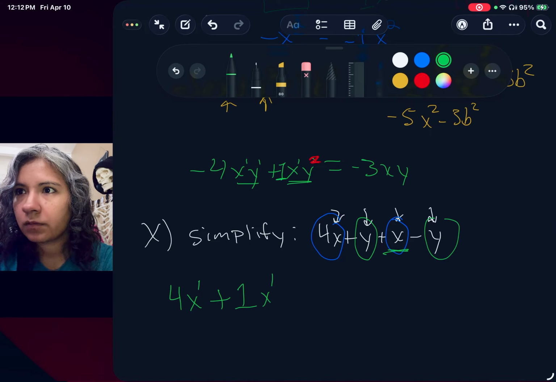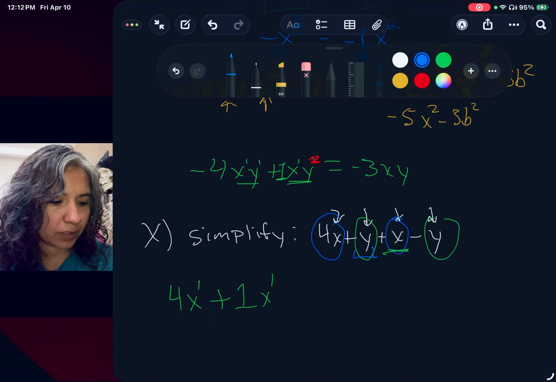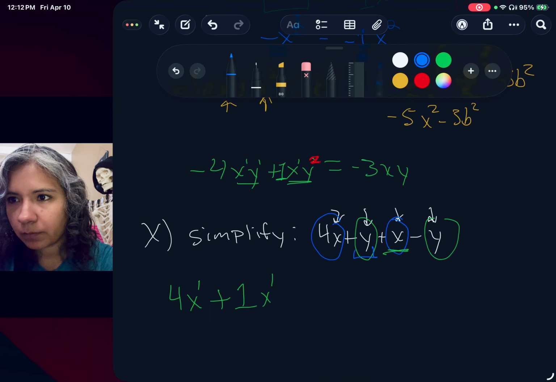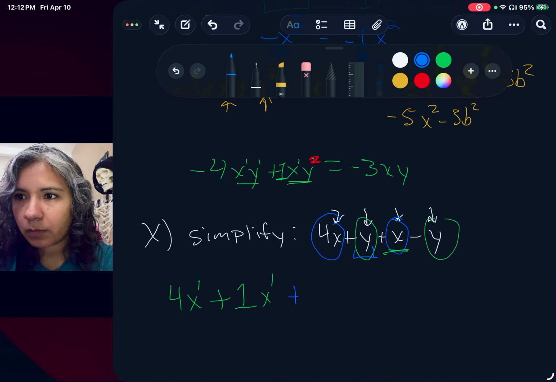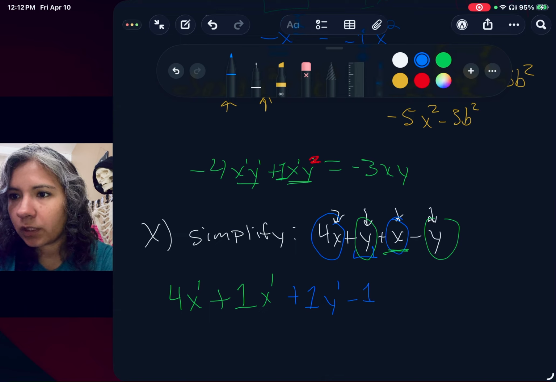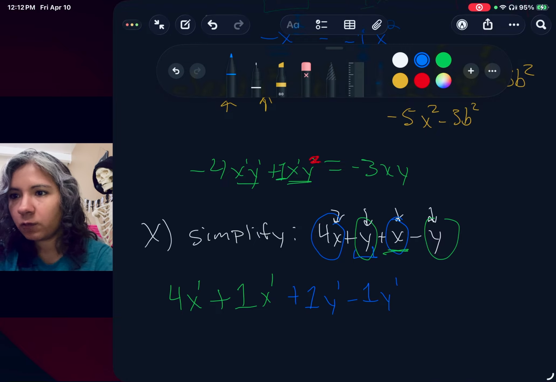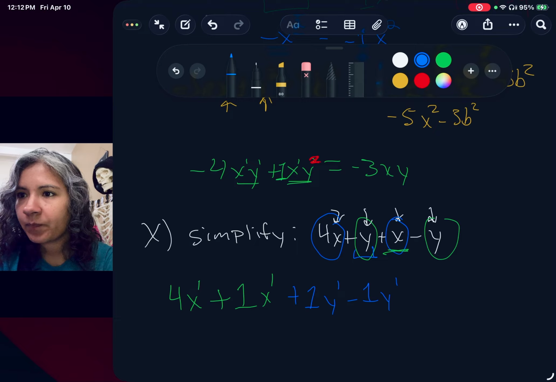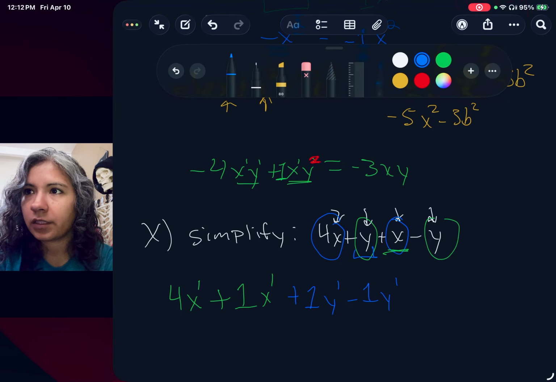Now, I'm doing opposite colors now. Now we have y, and I'm just rearranging by the commutative property, but now we have plus 1, y, 1, minus 1, y1. I'm just adding in the ninja 1s that we don't see, so that we can see what we're adding and subtracting.